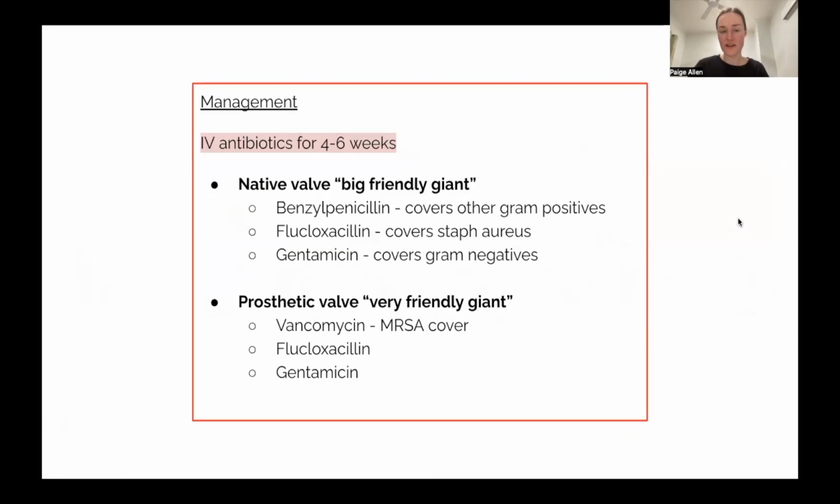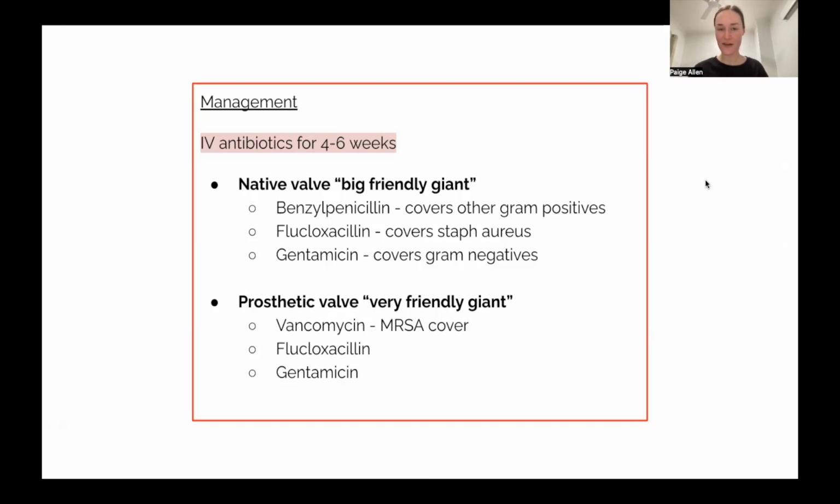The management for infective endocarditis depends on if they have a native valve or prosthetic valve. The guidelines seem to be changing on this because, again, you have all your different bugs, so it depends what it is to treat it. So if you had an OSCE station on this, always just say I would consult infectious diseases, or something like that. But it's always IV antibiotics for 4 to 6 weeks.